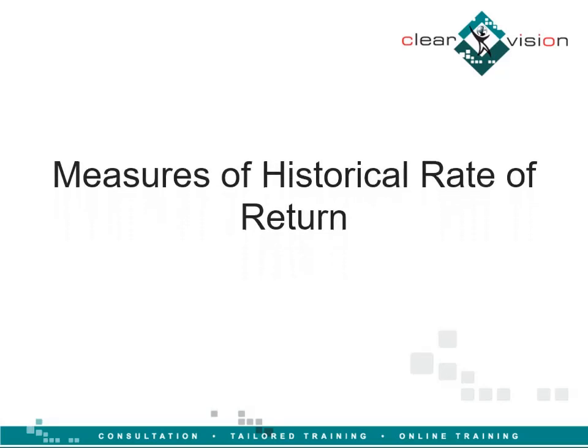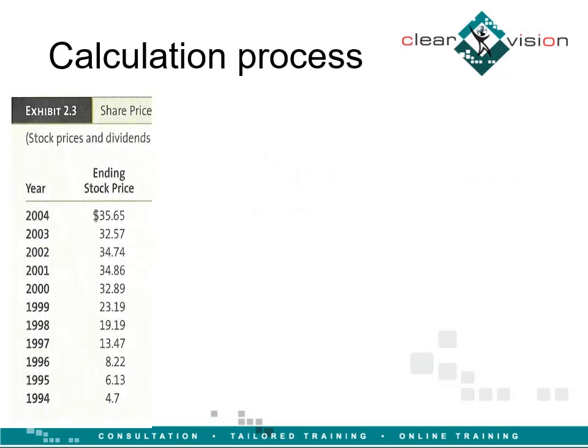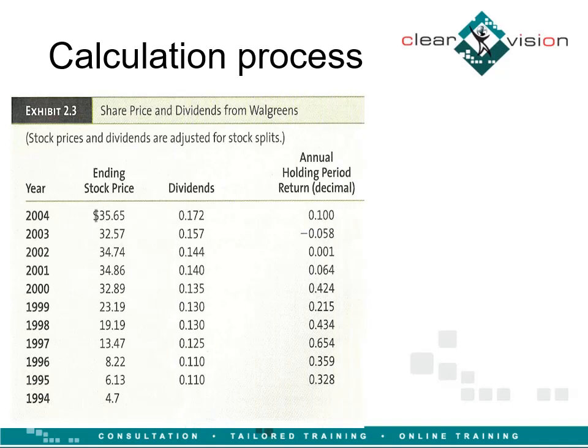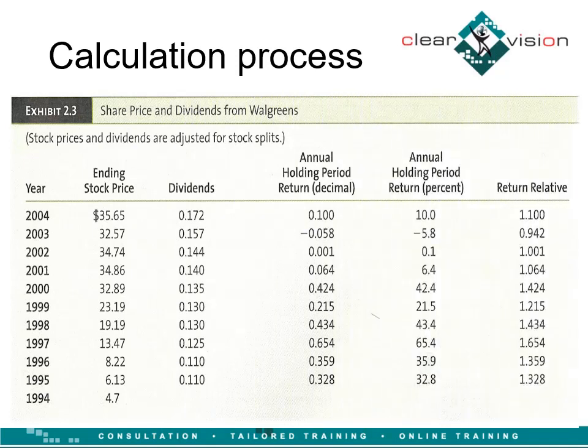Measures of historical rate of return. To explain the calculation process of historical rate of return, we will take an example of Whole Green stock returns over several years as shown in this table.